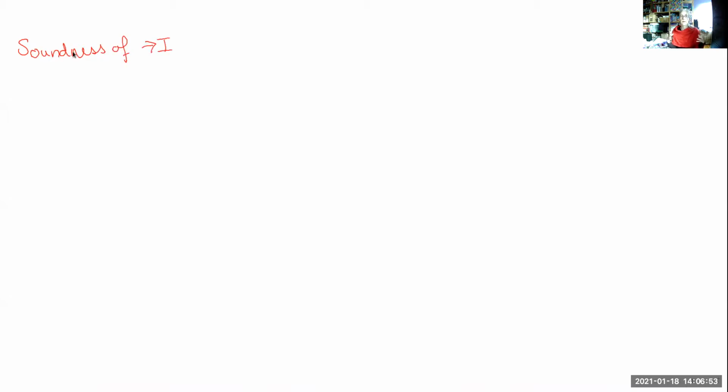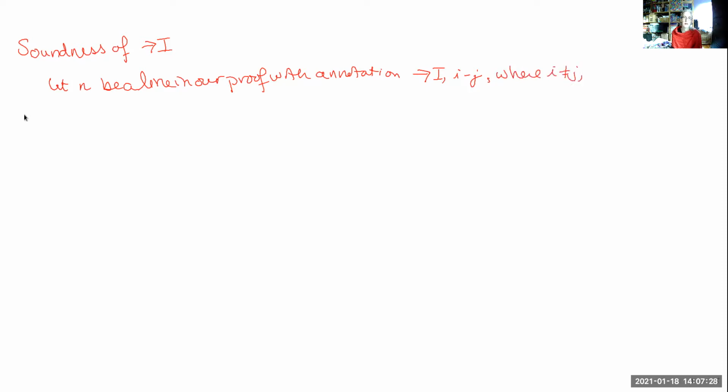So what we are interested in now is the soundness of conditional introduction. So again, we want to think about what would a proof that uses conditional introduction look like? That is, let n be a line in our proof with annotation, conditional introduction, and then this rule cites a range of lines rather than individual lines. So we've got from i to j, where i and j aren't the same, i is less than n, j is less than n. And this time we do have to have that i is less than j because it's a range and we have to have that the initial assumption that we start with comes before the thing that we've concluded in the proof.